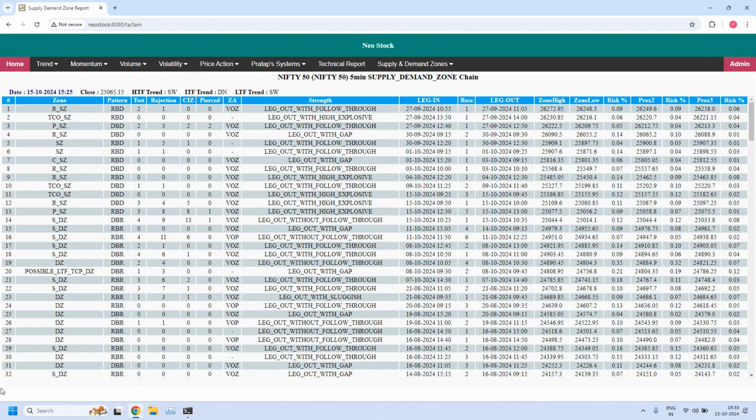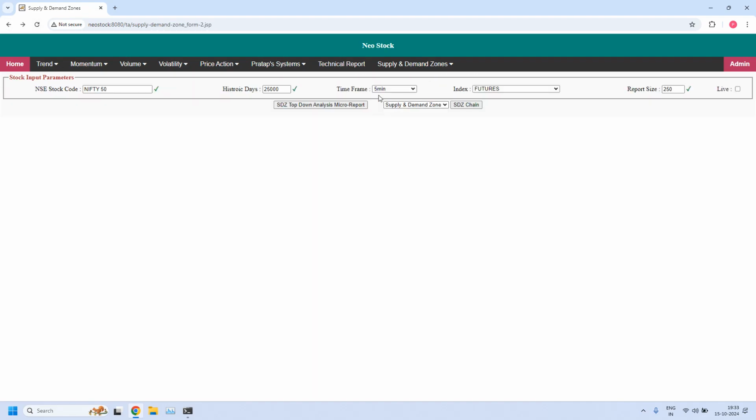So this is a Nifty supply demand zone chain. Next, let us generate Bank Nifty supply demand zone chain. So I need to change the name to Nifty Bank. Nifty Bank is nothing but Bank Nifty. And let me start with the monthly time frame. So I'm generating monthly supply demand zone chain for Bank Nifty.